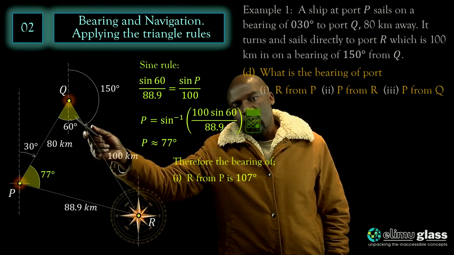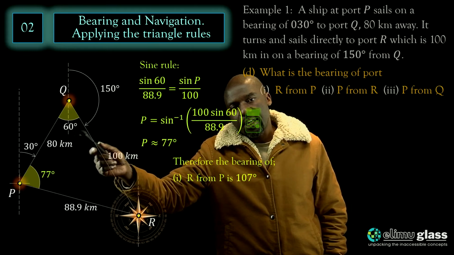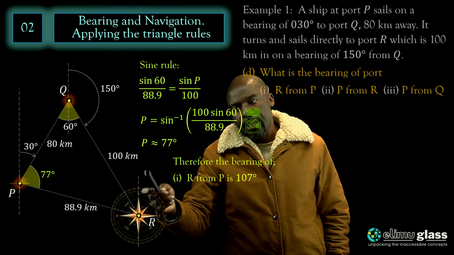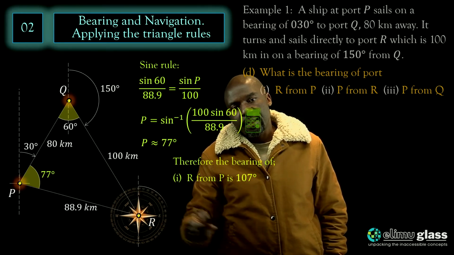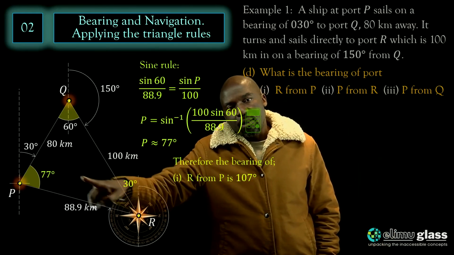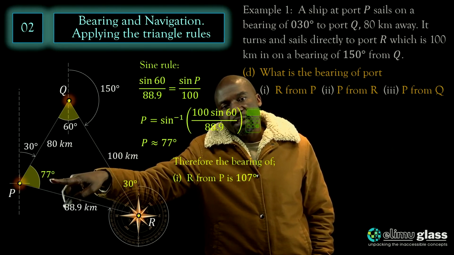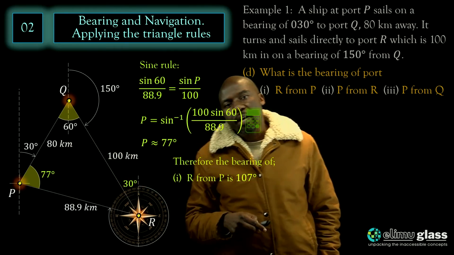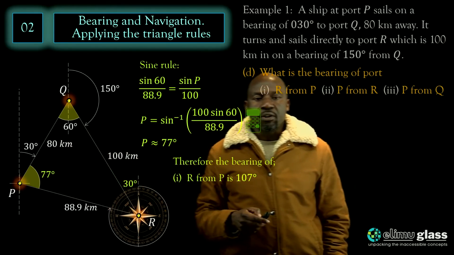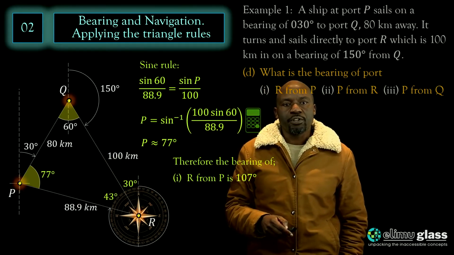So this we found earlier was 30. Since this is 150, this here was 30. And if this is 30, then this has also got to be 30, right? So this angle there is 30. That's the angle we are looking for, but we know that is 30. Also, this is 60, and that is 77. So when we add that, we get 137, and the sum of interior angles of a triangle is 180. So 180 minus 137 should be 43 degrees.